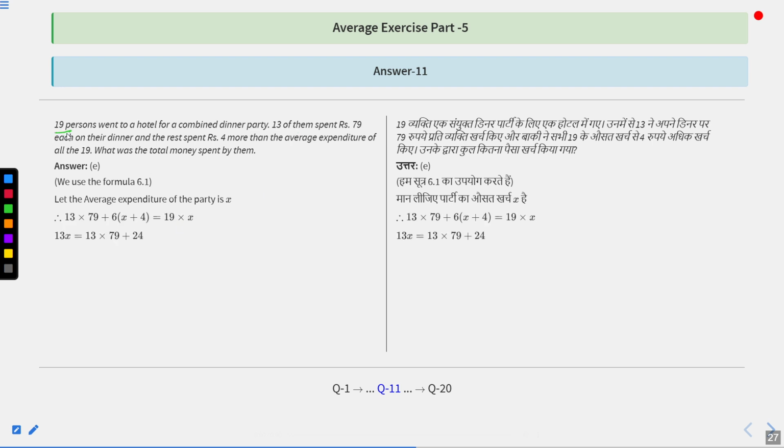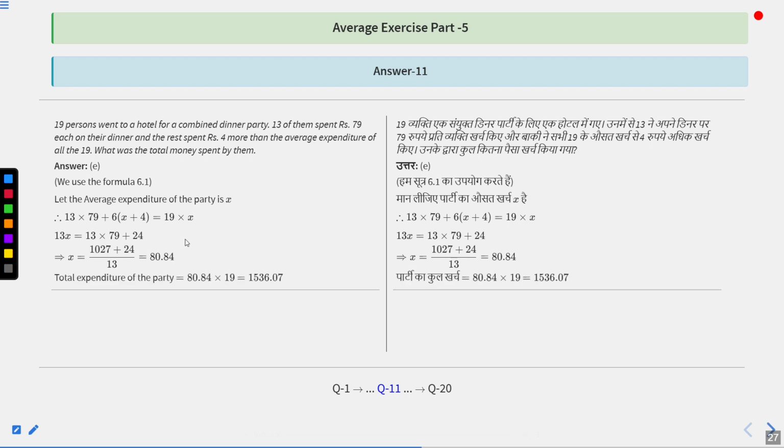19 people. So 13 people of them spent 79 rupees. So what will be the total amount? 13 into 79. So how many are the rest? So 6 members spent more than the average of 19. So we let the average be X rupees. So 6 members spent X plus 4 rupees, which equals 19 into X. So when we calculate it, we get the value of X, which is 80.84 rupees.